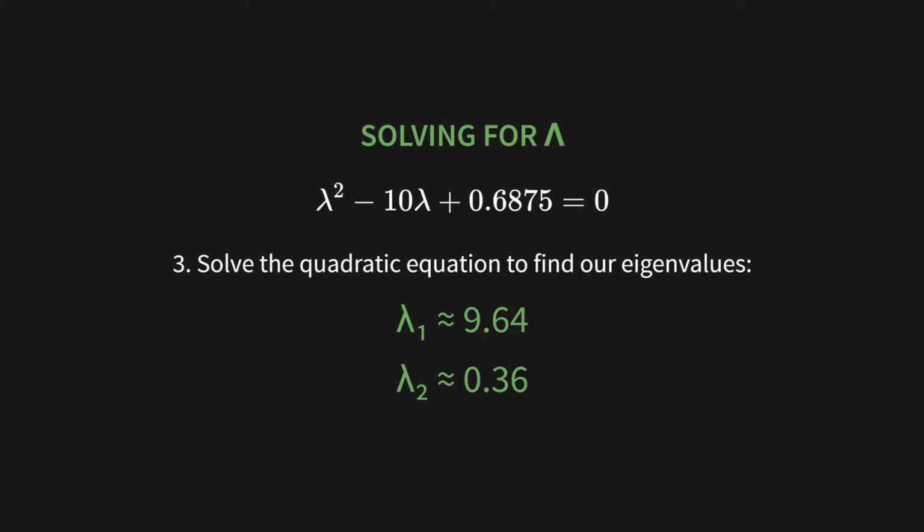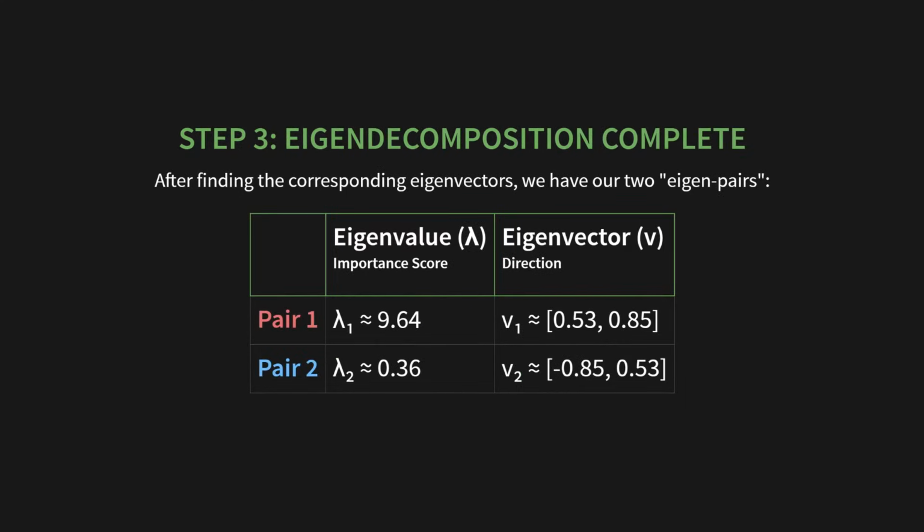The two solutions are lambda 1 is approximately 9.64 and lambda 2 is approximately 0.36. We found them. So step 3, eigendecomposition, is complete. After finding the corresponding eigenvectors for each of those eigenvalues, we have our two eigenpairs. Pair 1 has an eigenvalue or importance score of 9.64, and its direction is the vector 0.53, 0.85. Pair 2 has a much smaller eigenvalue, 0.36, and its direction is negative 0.85, 0.53.